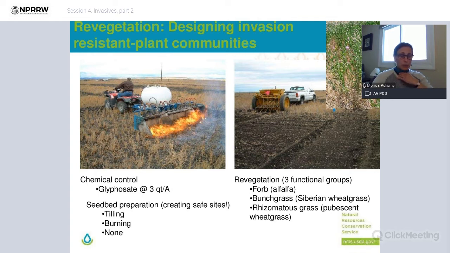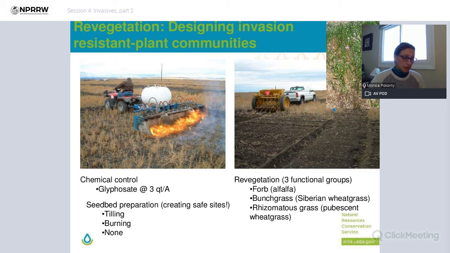So we used a glyphosate treatment. Oh, I should step back and say this is a site in Oregon. It is invaded by Russian knapweed, which is a rhizomatous perennial invasive plant. And we went into the site and applied glyphosate as our chemical treatment. Then we prepared the seed bed. So we're looking at creating safe sites.